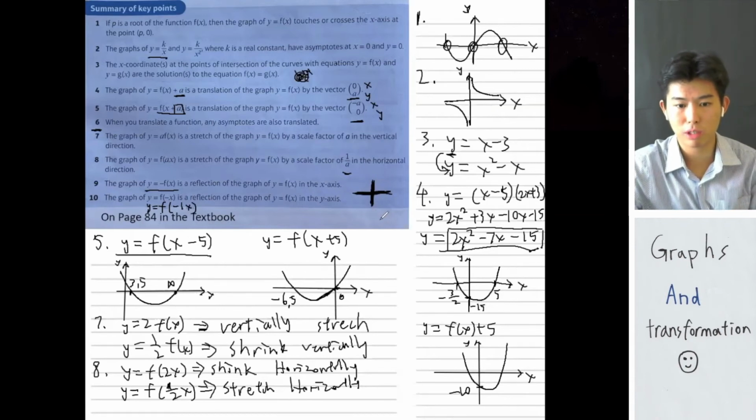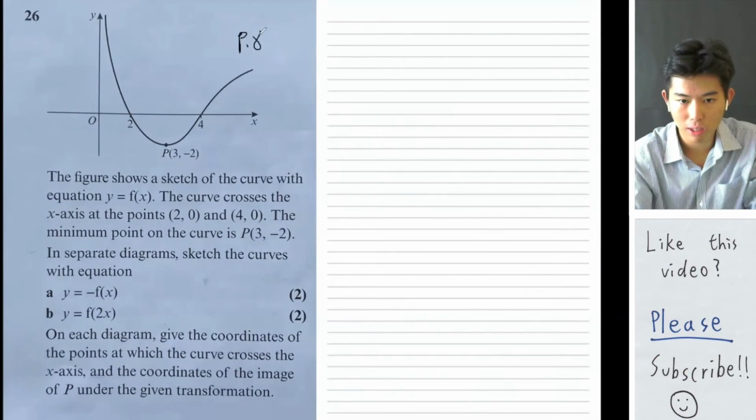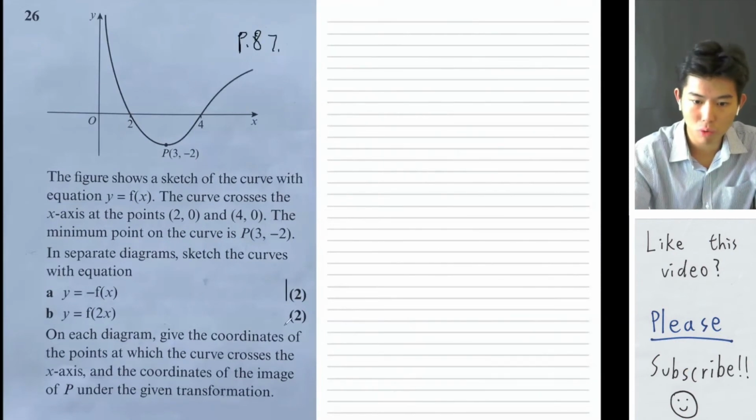And yeah, that's pretty much it for the concepts for this chapter. And let's move on to practice with some questions together. Okay, so let's practice with some questions now. This question here is actually from page 87 in the textbook, and this question carries 4 marks in total.